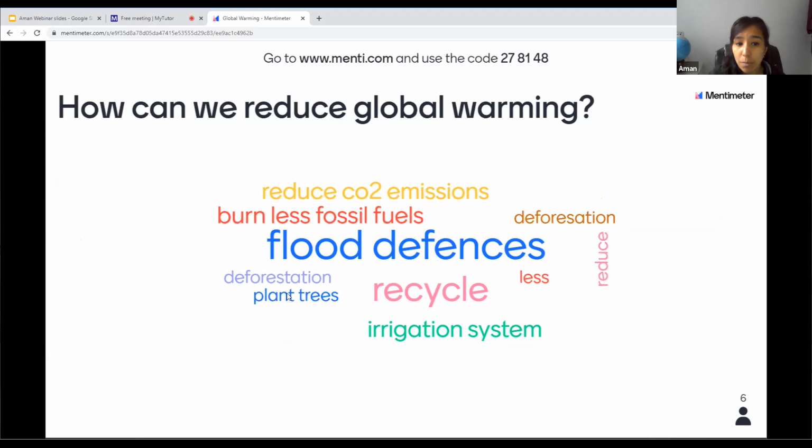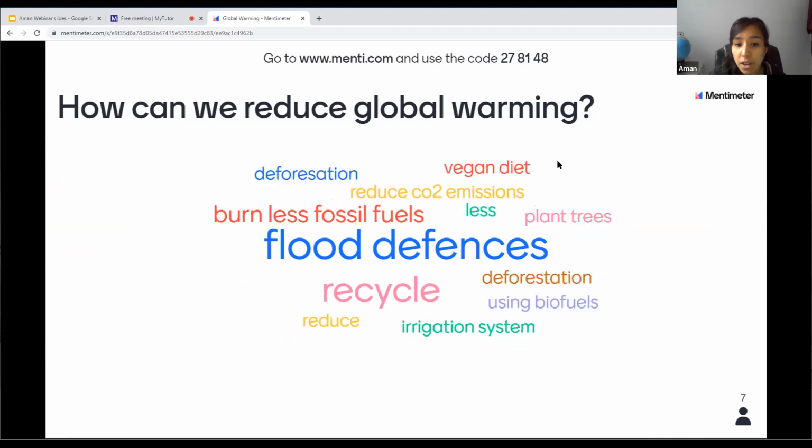Deforestation. So we want to plant trees to stop deforestation. We want to reduce carbon dioxide emissions, burn less fossil fuels. Excellent. Yep. Really good answers, everyone. Using biofuels. Yep. I really like that. Vegan diet. Yep. Excellent. Good. Well done. So this is just a recap of how we can reduce it.